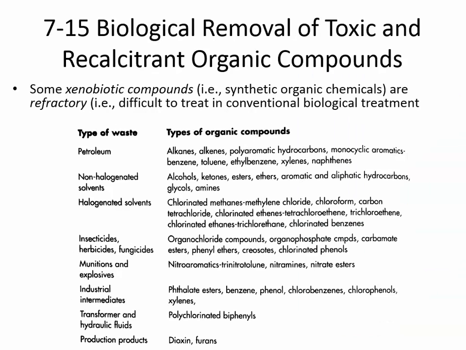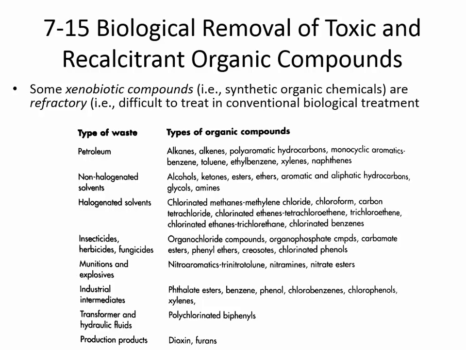So we were talking about turning biomass and COD into methane. A few of the other smaller subjects that get addressed by the remaining sections of Chapter 7 are how to remove toxic and recalcitrant organic compounds. And it introduces some new vocabulary in this chapter. It talks about xenobiotic compounds.